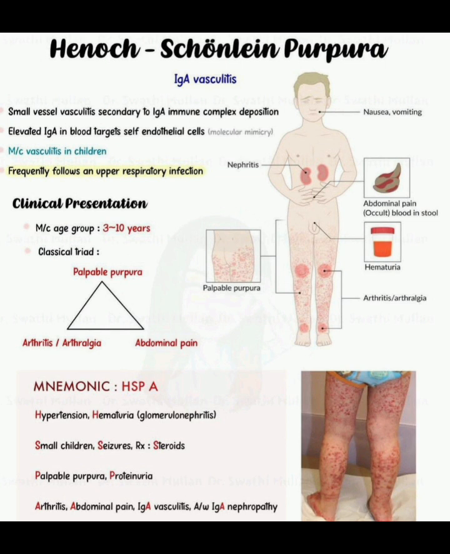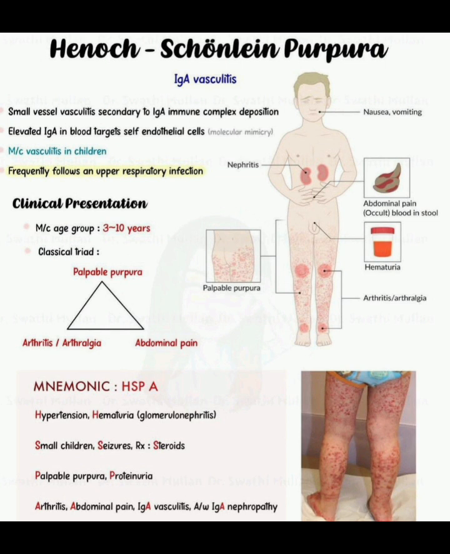Henoch-Schönlein purpura, that is an immunoglobulin A vasculitis. It is a small vessel vasculitis secondary to immunoglobulin A immune complex deposition. Elevated immunoglobulin A in the blood targets endothelial cells. There is vasculitis in children, frequently following upper respiratory infections. Okay, there is an upper respiratory infection, then immunoglobulin A deposition occurs in the vasculitic vessels.